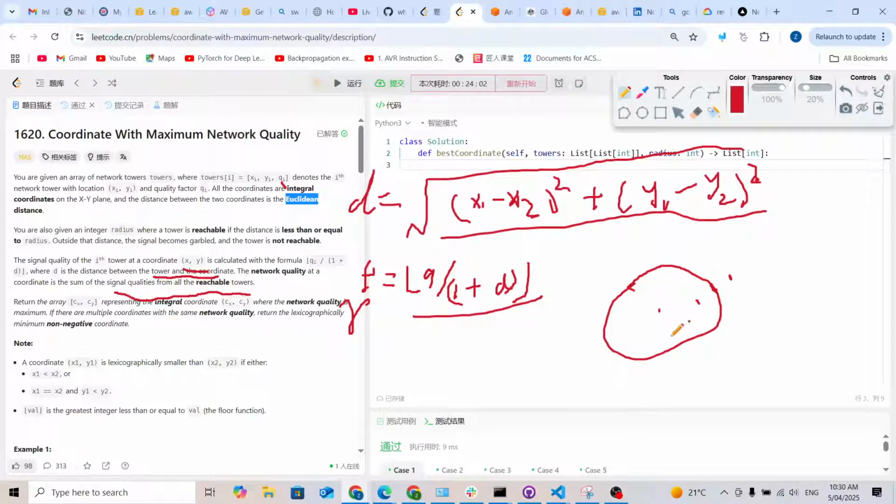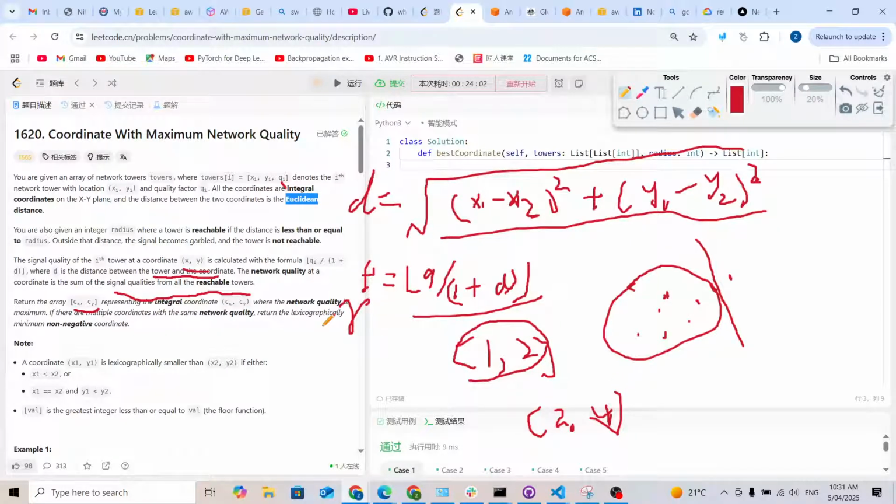So we're going to check all the reachable towers. Everything inside or at the border counts, but if it is outside, we will not count it. We're going to return the array, which is the coordinates cx and cy, representing the integral coordinates where the network quality is maximum. We just need to find the coordinates with the maximum. We return the lexicographically minimum non-negative integer coordinate. If we have the same value at 1, 2 and 2, 4, we return 1, 2 because it is lexicographically minimum.